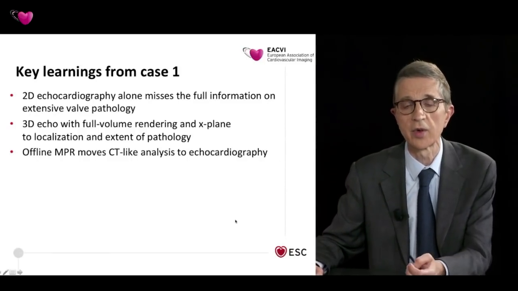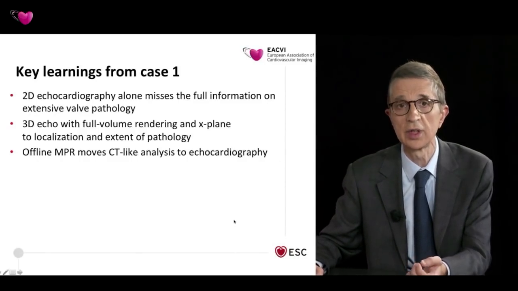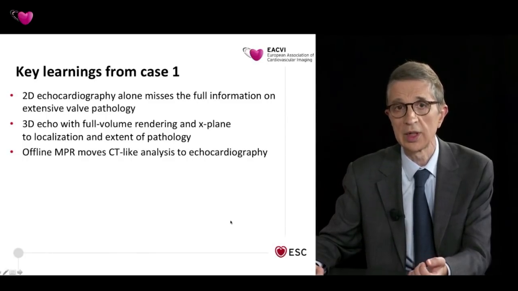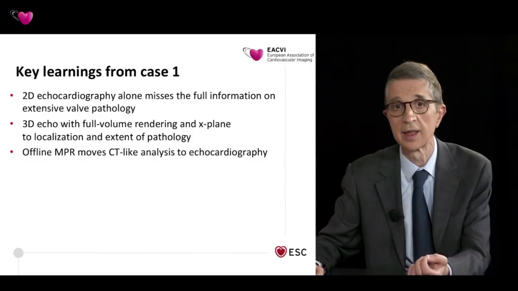So the key learnings from this case are, first, that 2D echocardiography alone misses the full information on extensive valve pathology. 3D echo with full volume rendering and X-plane are very useful to localize and assess the extent of the pathology.